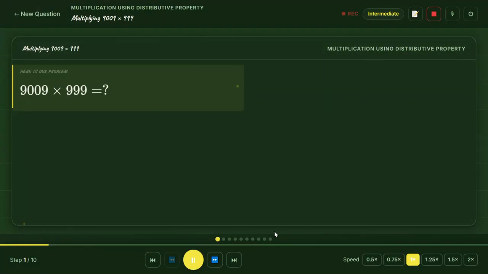Let's look at our problem. We need to find 9009 times 999. Those are big numbers, but don't worry, I know a super cool trick that makes this really easy.